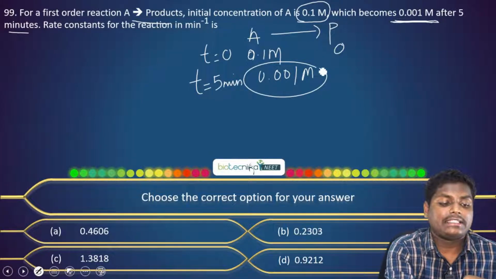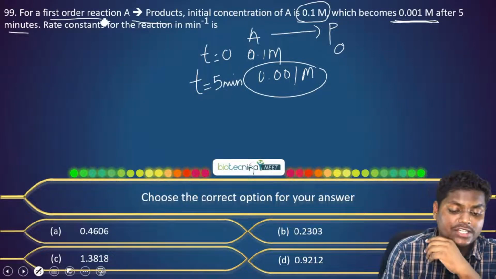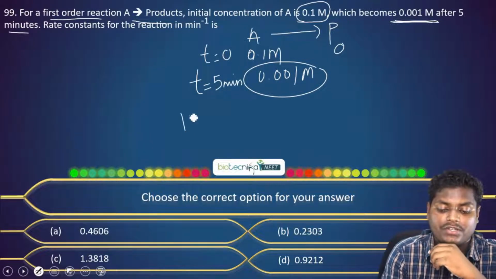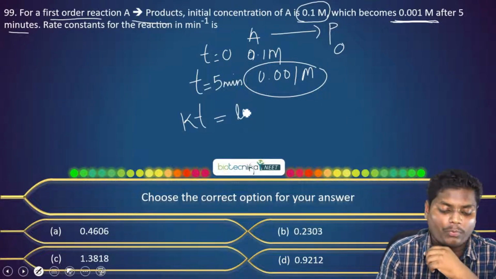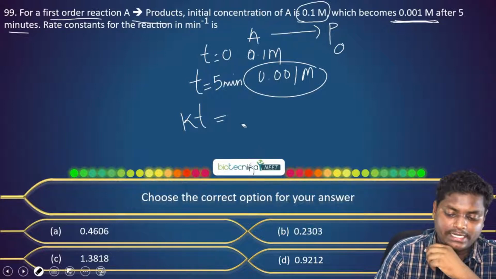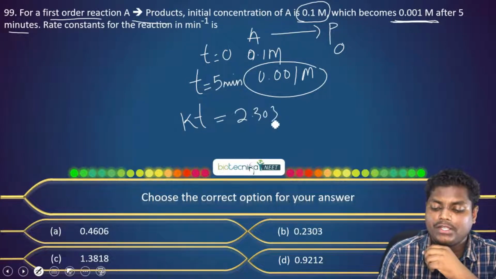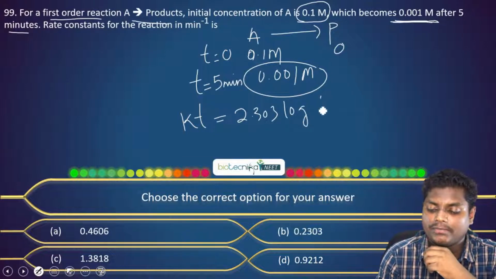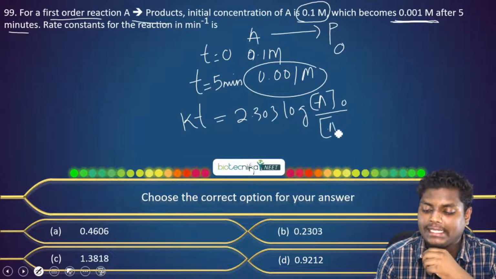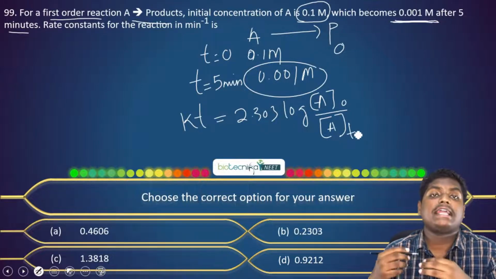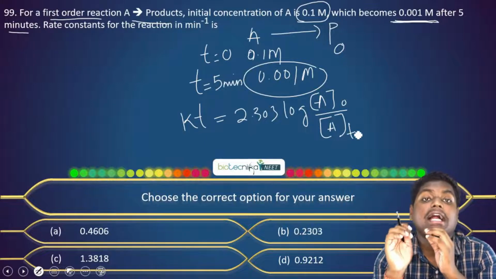Now they have said that this is a first order reaction. So what do we know for a first order reaction? If you remember correctly, for the first order reaction, kt is equal to 2.303 log A naught upon At. A naught is the initial concentration, and At is the concentration of the substrate at time t.